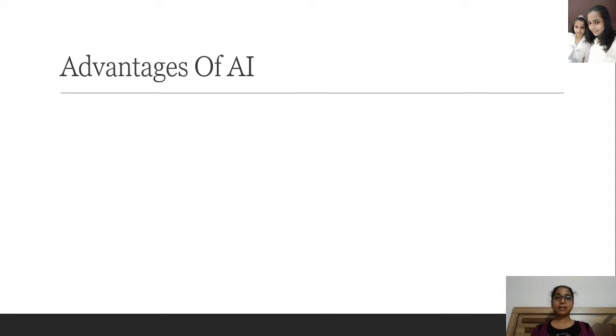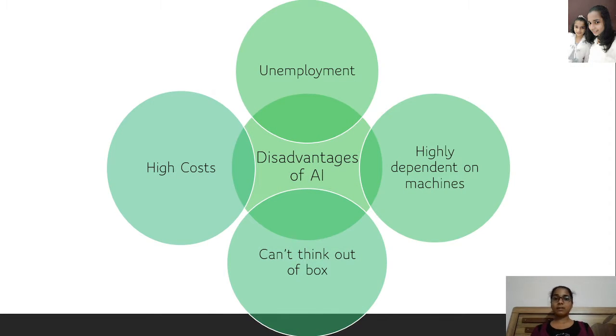Next is the downsides, that is the disadvantages of AI. First is unemployment, of course, because robots can take places of humans. They can even do better than human beings, which can lead to unemployment of the humans. Next is high cost. As AI needs security, regular updates, etc. So it needs a huge amount, hence high cost. Next is can't think out of the box. That is, they can't think beyond their storage. And the last is highly dependent on machines.